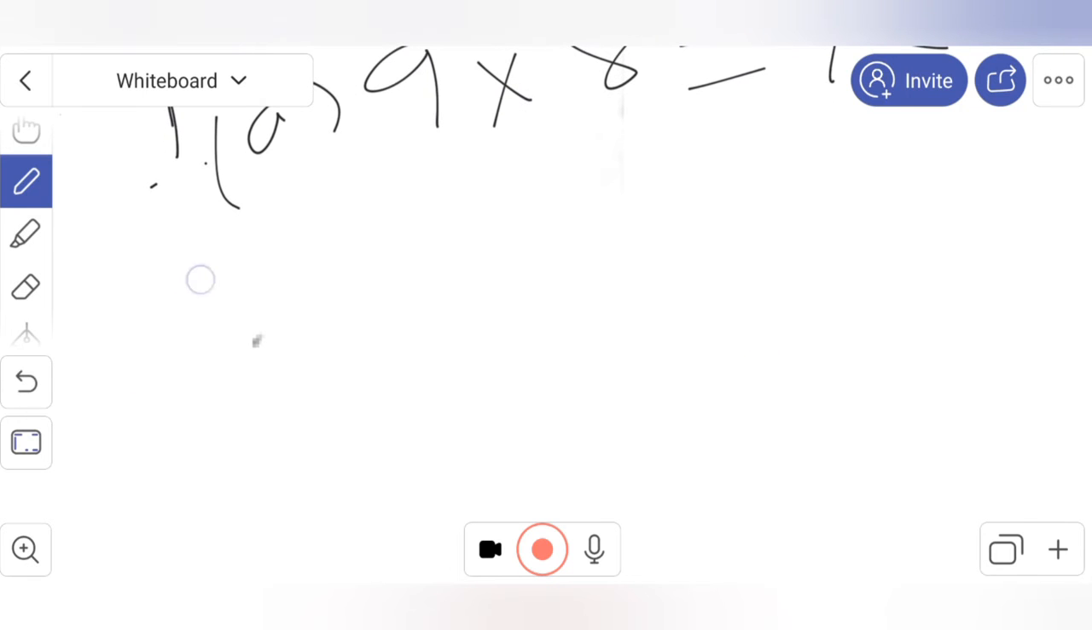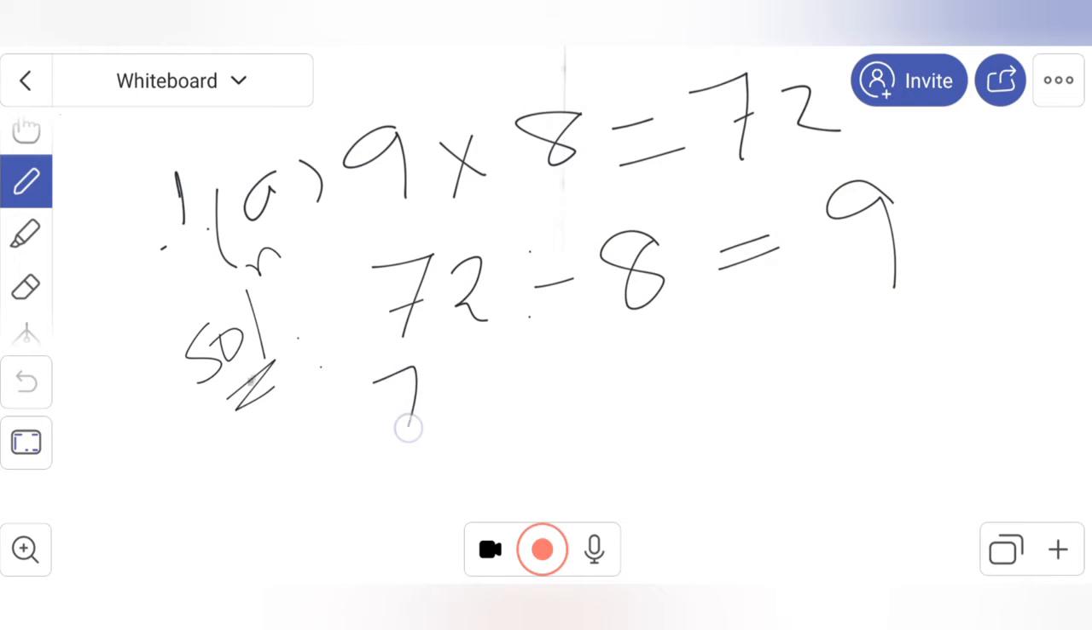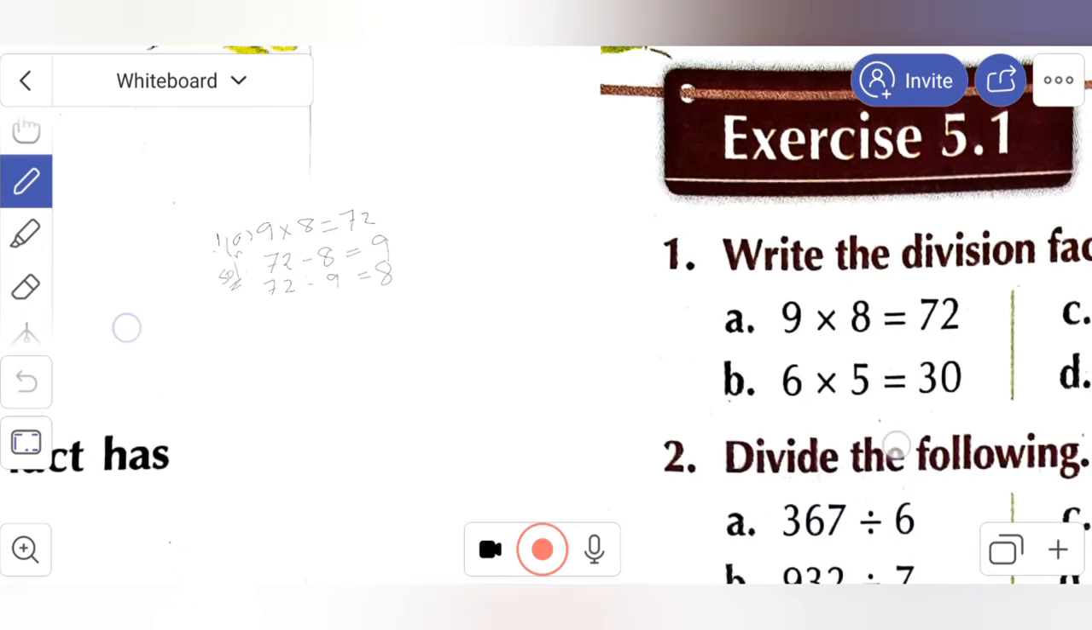So how will you write? You will write like this: 72 divide 8 will be 9. 72 divide 9, it will be 8. Clear? And again, what do we have in number B?